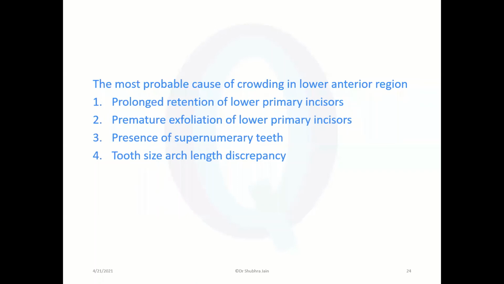Most probable cause of crowding in the lower anterior region. Prolonged retention of lower primary incisors. Oh my god. No. It doesn't happen. If lower primary incisors are prolonged retained, then there will be lingual eruption of incisors. It doesn't mean there has to be crowding. Premature exfoliation of lower primary incisors is not the reason of lower crowding. The reason for crowding in lower is tooth size arch discrepancy.